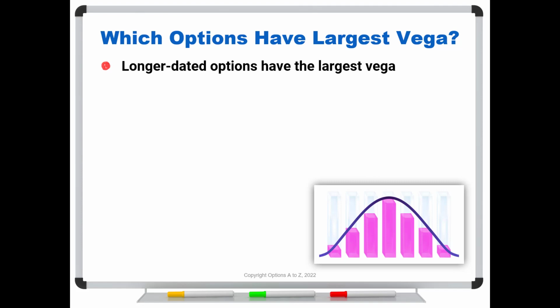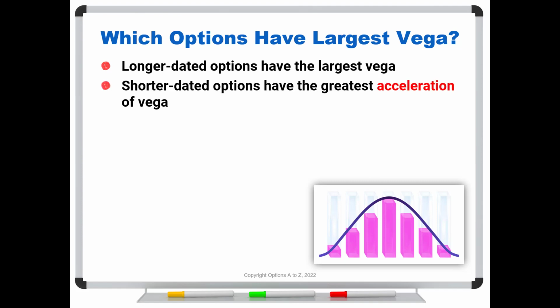However, the shorter dated options have the greatest acceleration of Vega. And this is another Greek. Sometimes it's called a second tier Greek. Second tier meaning that they're not usually the primary ones, kind of a second category of Greeks, and it's called Vomma. And what Vomma does, it shows how sensitive your Vega is to changes in volatility. Remember that Vega showed how sensitive your option's price is. Well, Vomma is doing the same thing, but it's just relating it to Vega.